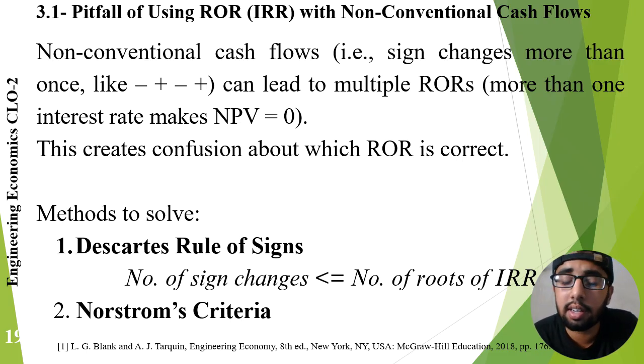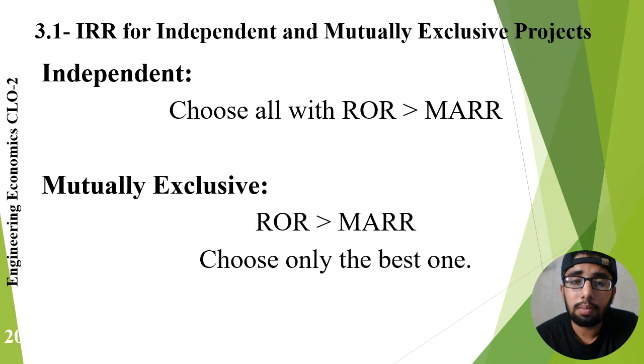This highlights the understanding of the strengths and weaknesses of different analytics tools before making project decisions. Methods to solve are Norstrom's criteria and Descartes' rule of signs. IRR for independent and mutually exclusive projects. The application of IRR depends on the type of project being analyzed.